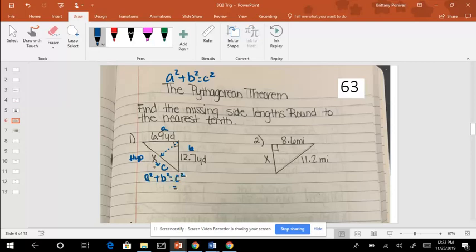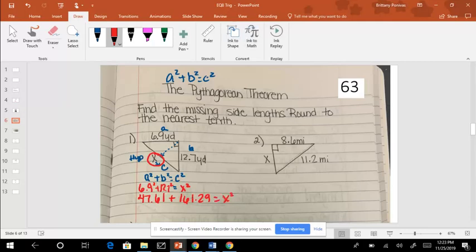So the c squared has to be the hypotenuse. So that's going to be x squared. And then I'm going to fill in 6.9 squared plus 12.7 squared. And then you're actually going to do the math. So 6.9 squared is 47.61, plus 12.7 squared is 161.29, and x squared stays x squared.